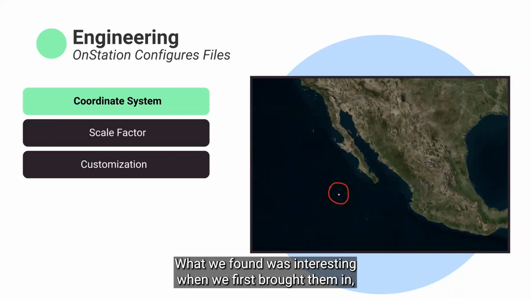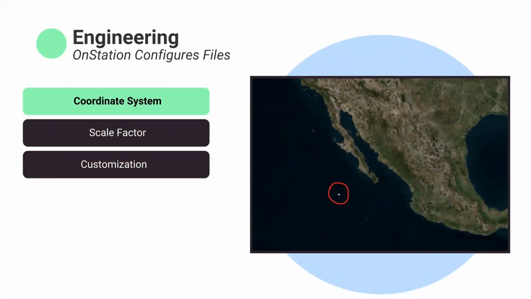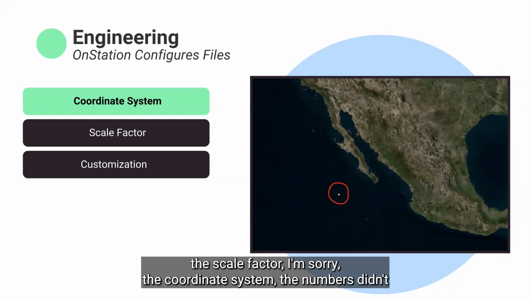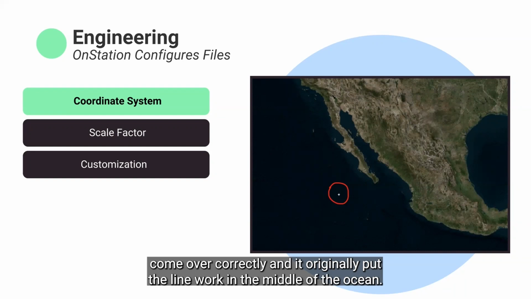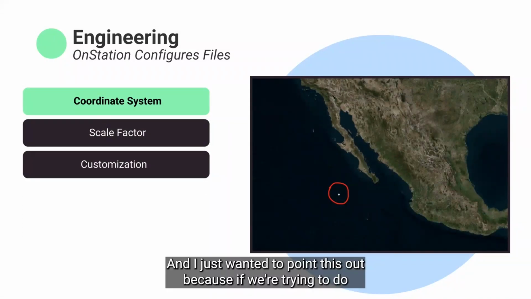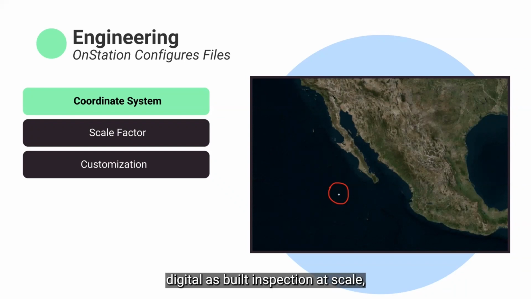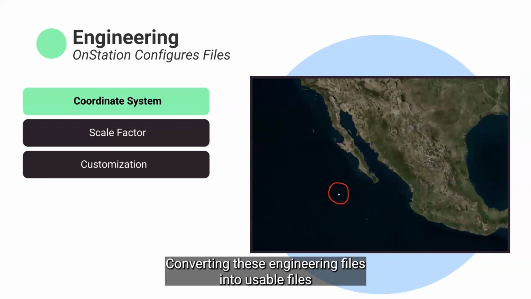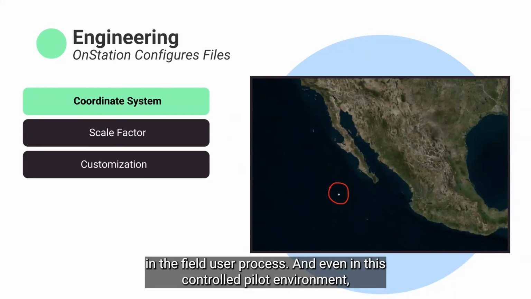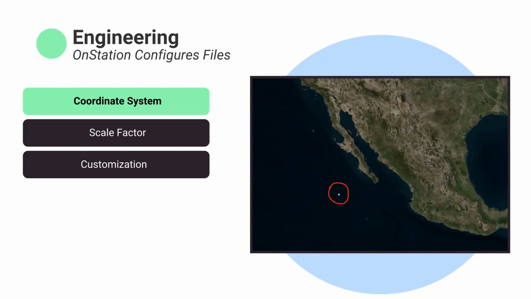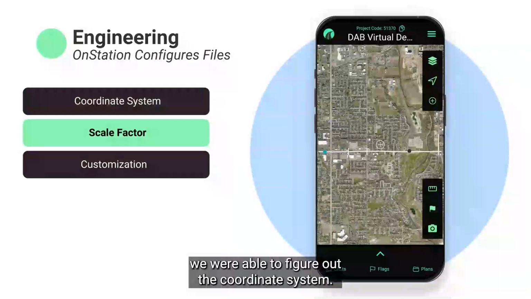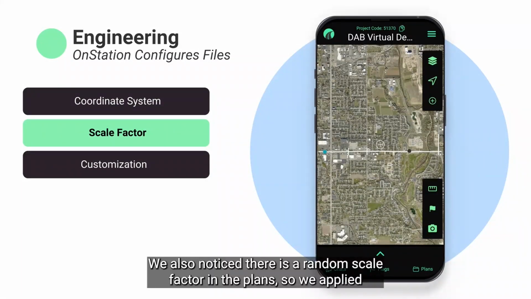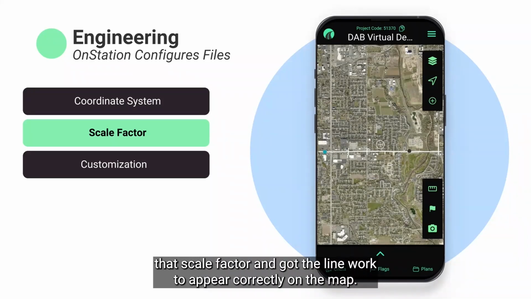For this particular job, what we found was interesting. When we first brought them in and they were converted into the software, the coordinate system numbers didn't come over correctly, and it originally put the line work in the middle of the ocean. I just wanted to point this out because if we're trying to do digital as-built inspection at scale, converting these engineering files into usable files in the field is a process. Even in this controlled pilot environment, there were still some issues in doing that. But our engineering team was able to figure out the coordinate system. We also noticed there was a random scale factor in the plans, so we applied that scale factor and got the line work to appear correctly on the map.